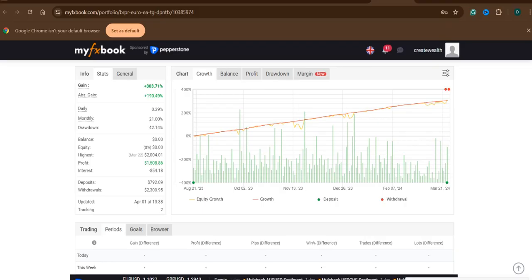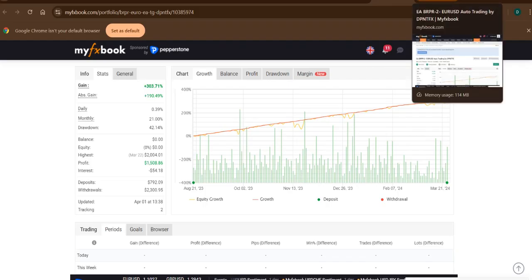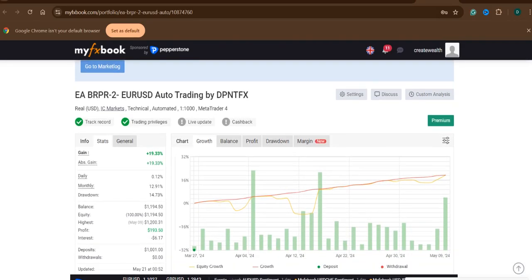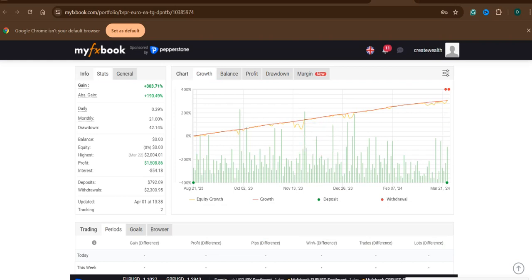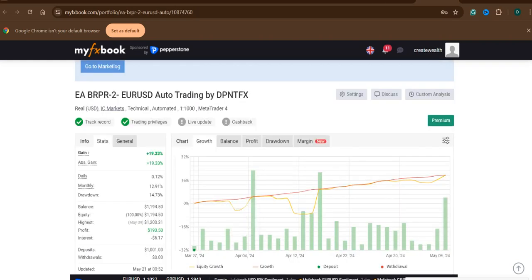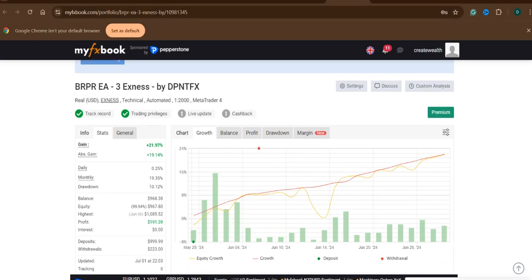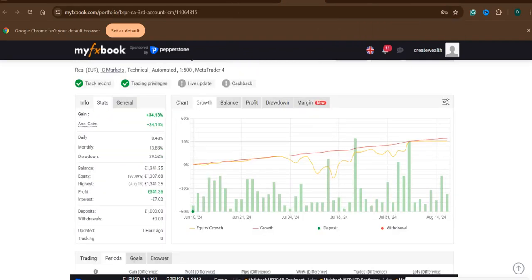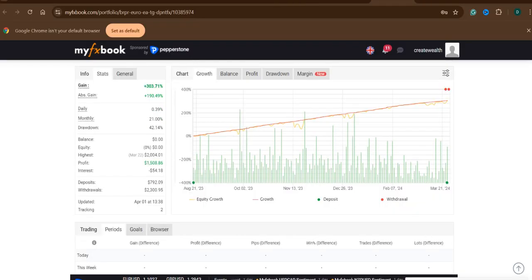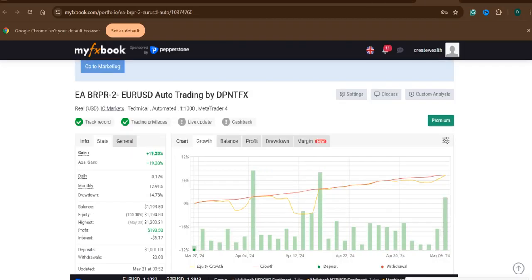And this one also, I think we traded for just a month or so, from March 27 to May 9. So from March 21, we traded on this account. Then from March to May, we traded on this account. Then from May to June, on this account. Then from June onwards, you can see on this particular account. So it is almost 1 year that we have completed so far. We are about to complete it in just the next couple of days. In this account, the maximum drawdown was 14.73% and the monthly was around 12.91%.